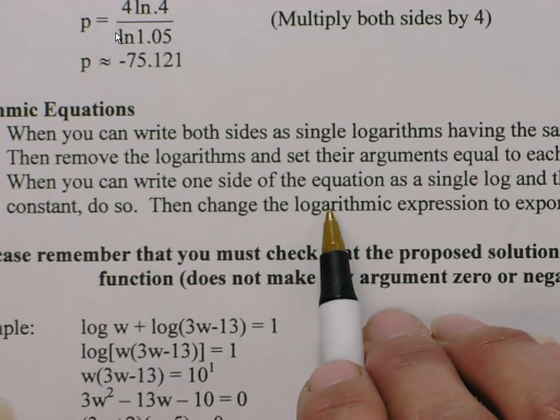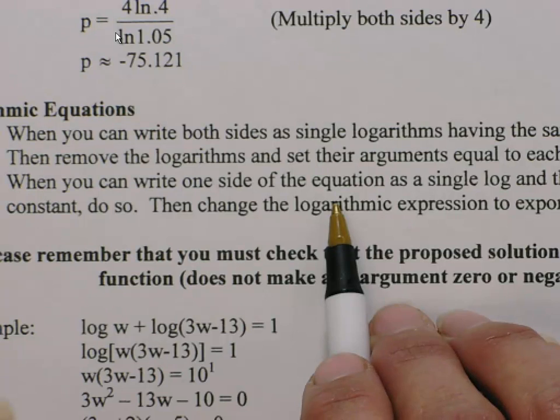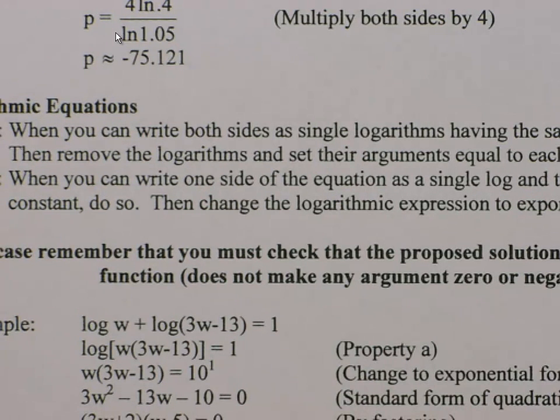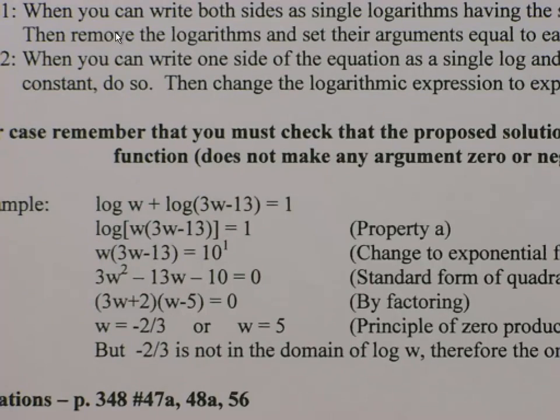Or you can't write both sides having the same base, so you get all your logs on one side and a constant on the other. Put all your logs together as a single logarithmic expression and then change it to exponential form. And don't forget, whenever you solve a logarithmic equation, you have to check and make sure that your proposed solution doesn't make the argument 0 or negative. The example I typed there is very much like one you could have done in last night's homework.